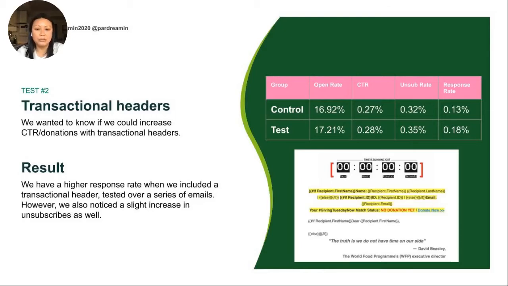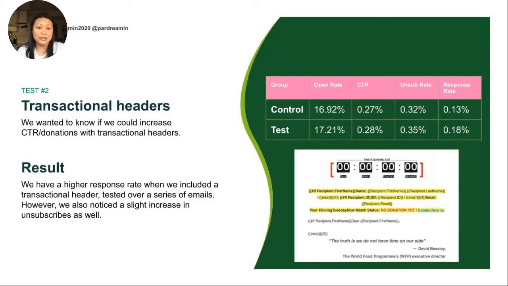So we ran this again across a couple emails, and we found that the transactional header did have a difference, a pretty big difference actually, in terms of conversion. So having people donate, and it was pretty jarring. I think that just that little piece of text above the fold made a big difference.